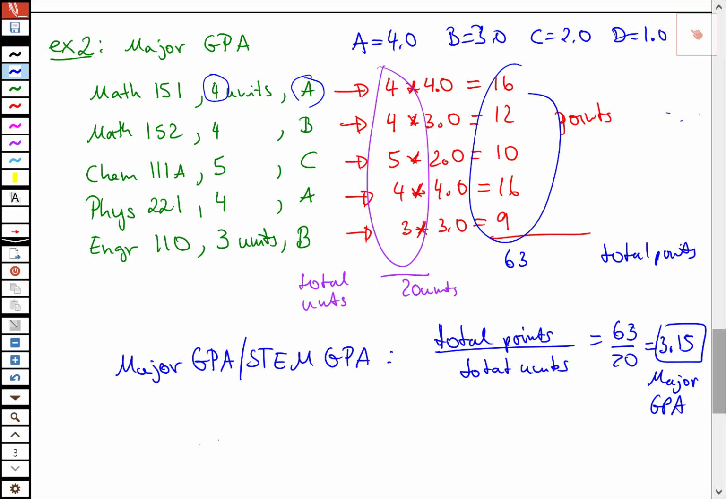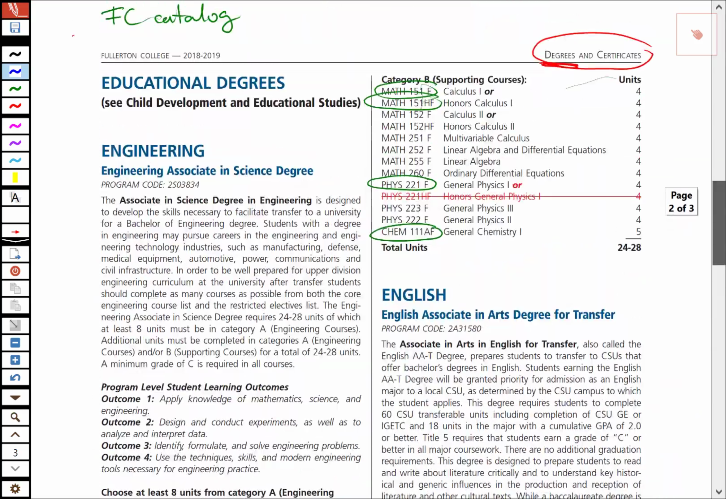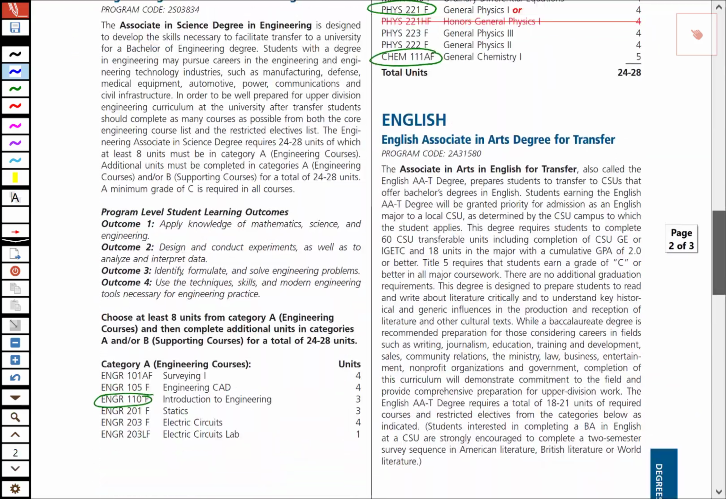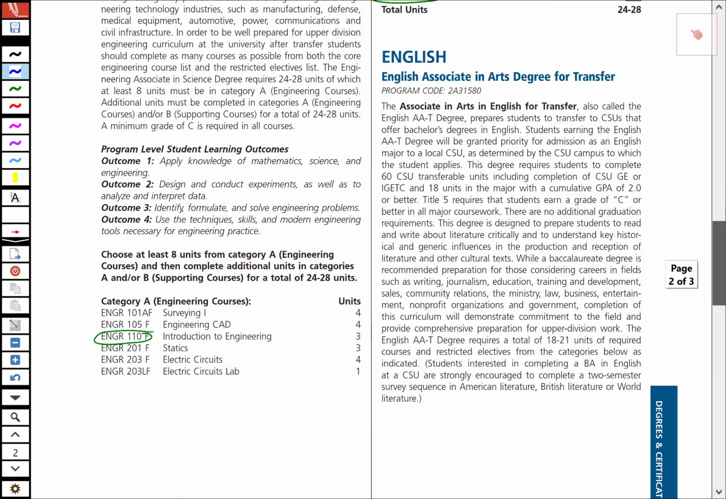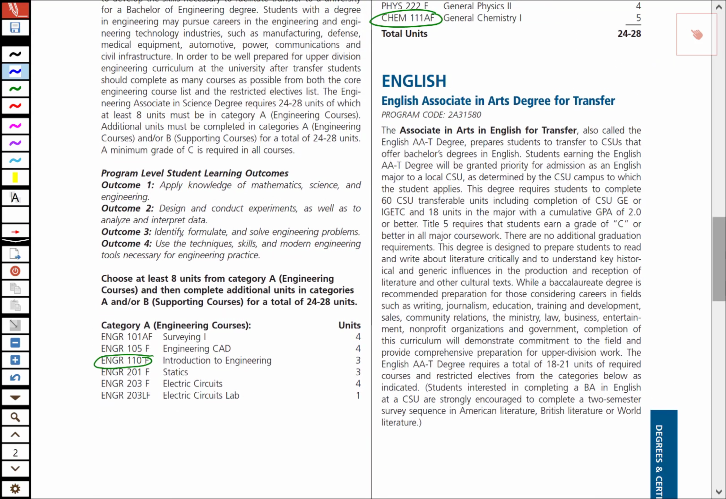So again, to know what classes count for your major, you go to the catalog under degrees and certificates, and you look at your major, and it will list what classes count for that major. And any class you've taken on that list, you add them up.